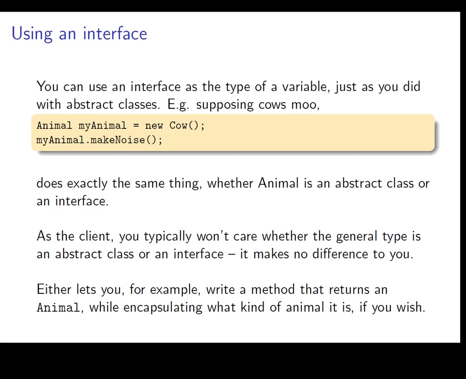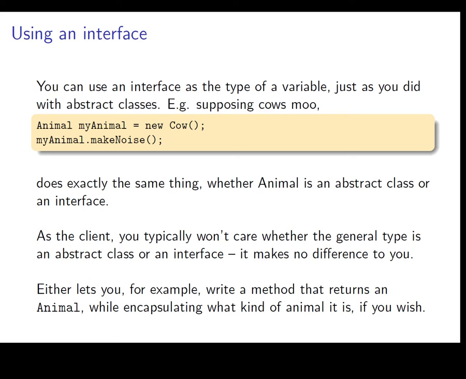Well, typically it's all about encapsulation again. For example, supposing that this code fragment here is part of a method which has to return this animal that we created, we might well want to say, let's return the thing, declaring its type to be Animal, so that the client doesn't get to rely on the fact that we're currently choosing to create a Cow here.